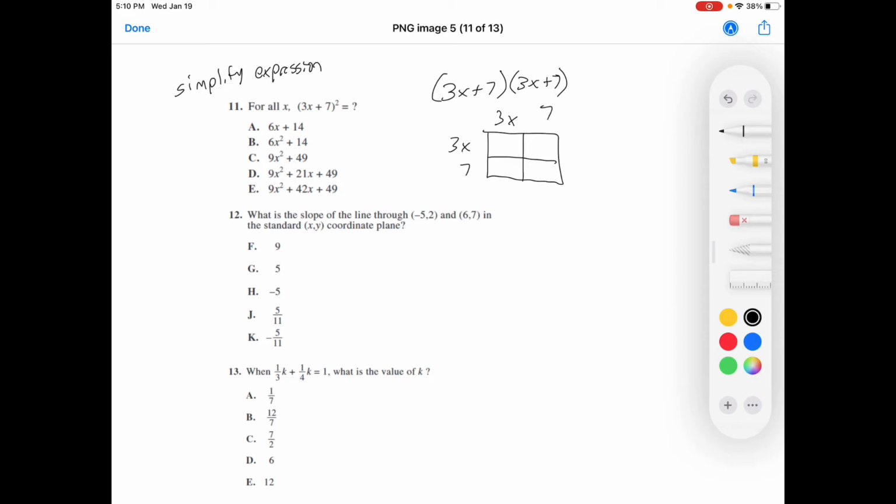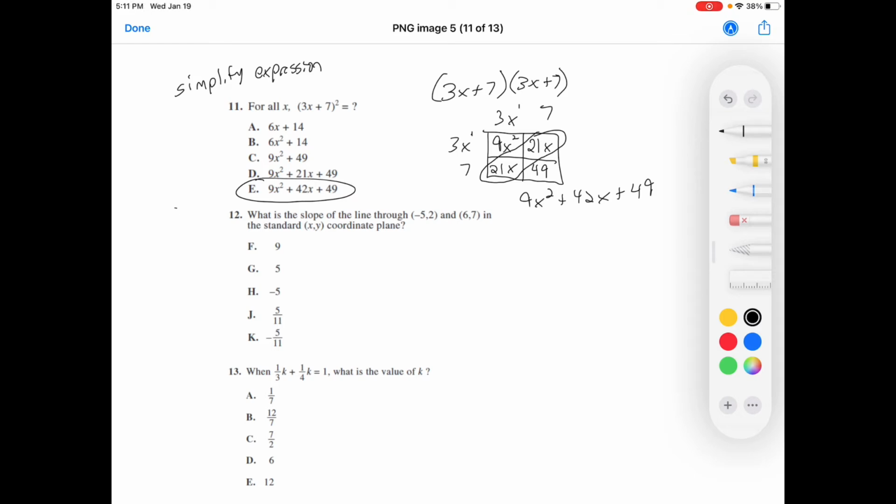You do 3x times 3x. Remember, if we're multiplying, we're adding the exponents. So I multiply 3 times 3 gives me 9x to the second. And 3x times 7 gives me 21x. 7 times 3x gives me 21x. 7 times 7 gives me 49. And now that we're done multiplying, we can combine our like terms. And these two are our only like terms to combine. And so you have 9x squared. 21x and 21x added together gives you 42x, and then you have the 49 left.